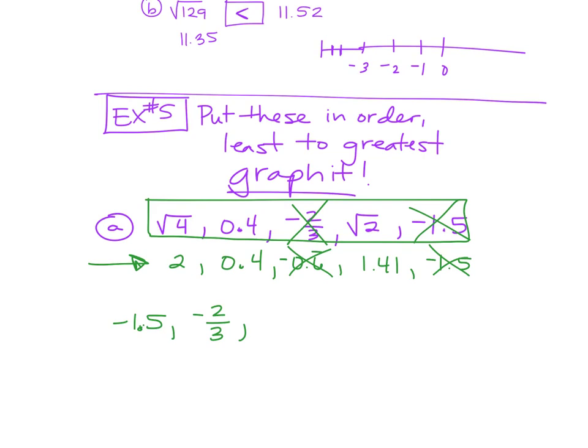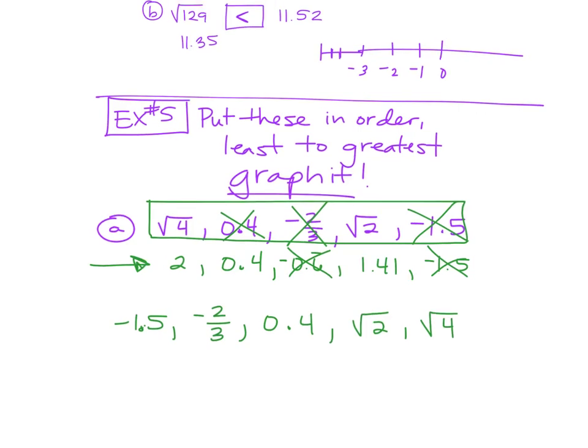What's your next smallest? 0.4, which was a 0.4. So you can put that in as 0.4. Then what? Which is the square root of 2. Okay, so the square root of 2, and then the square root of 4. So that's your order. Okay, but then they say graph it.